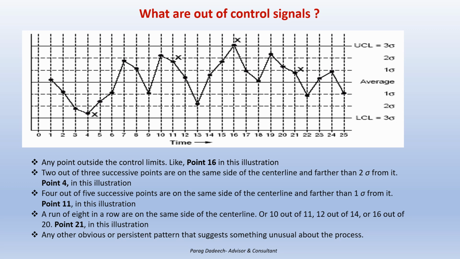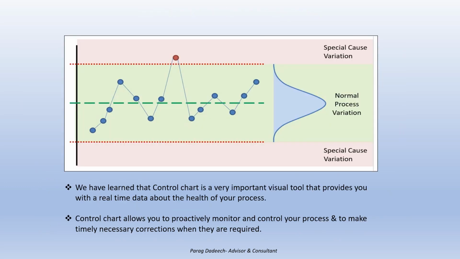Besides, any other obvious or persistent pattern from the control chart that suggests something unusual about the process should be noticed and timely actions should be taken. We have learned that control chart is a very important visual tool that provides you with the real-time data about the health of your process. Control chart therefore allows you to proactively monitor and control your process and to make timely necessary actions when they are needed.